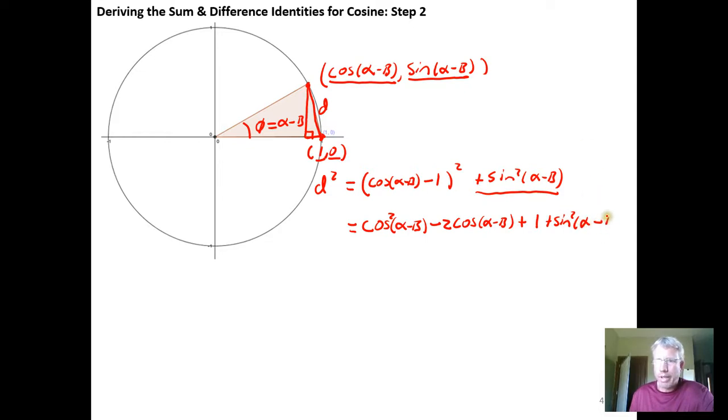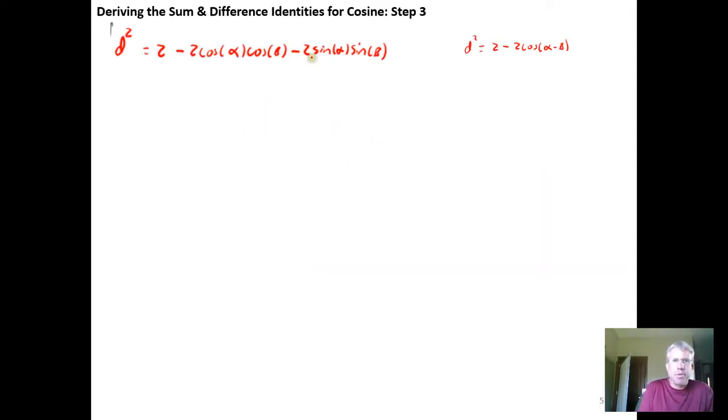And then we want to recognize that the Pythagorean identity is showing up. It says, hey, the cosine squared of an angle, which alpha minus beta is just some angle, plus the sine squared of the same angle is, by the Pythagorean identity, just equal to 1. So we get 1 plus 1 is 2 minus 2 cosine of alpha minus beta. So what we've done is find 2 ways to describe the square of this distance.